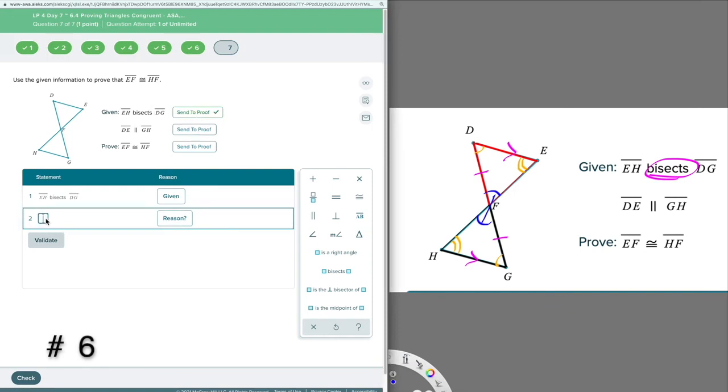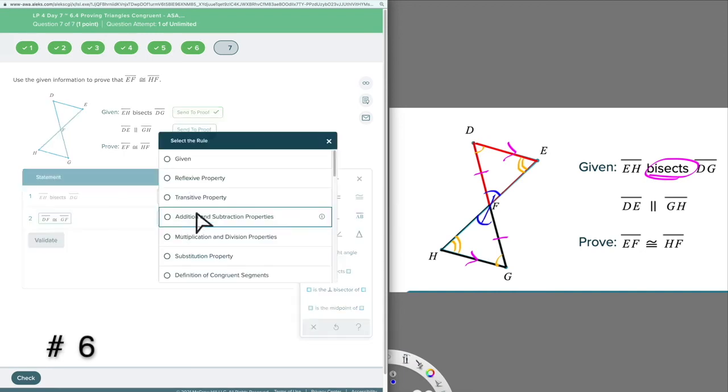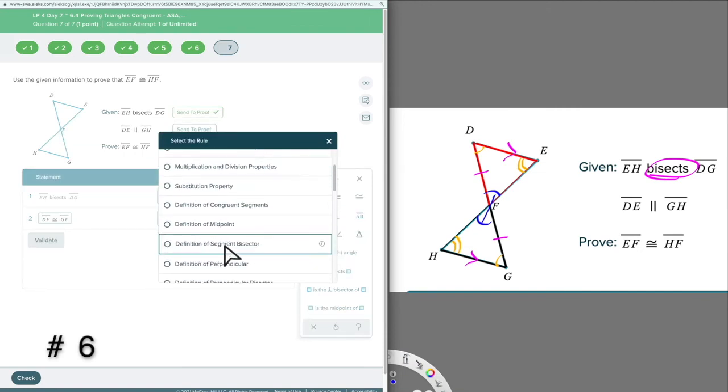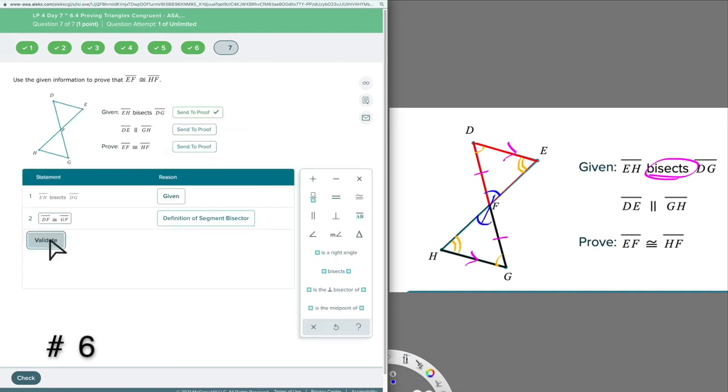And I'm doing this in pieces, so now I can define, okay, what does this do to my diagram? This means that segment DF is congruent to segment GF. And that is because I'm defining that segment bisector. So, definition of segment bisector. All right.